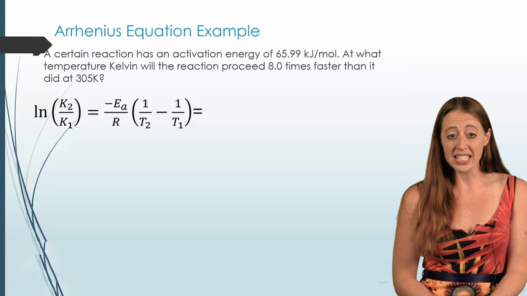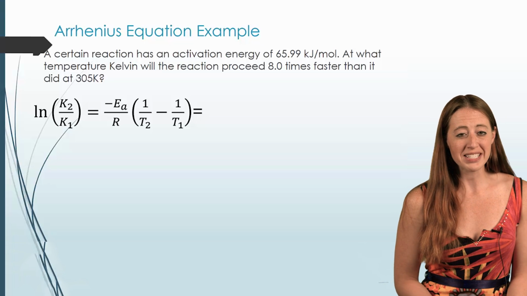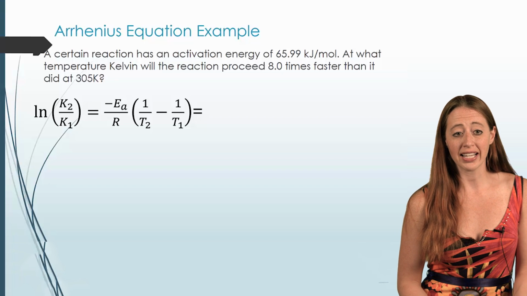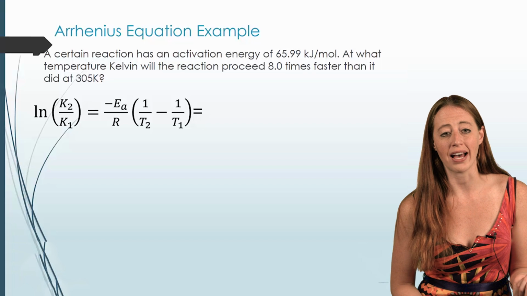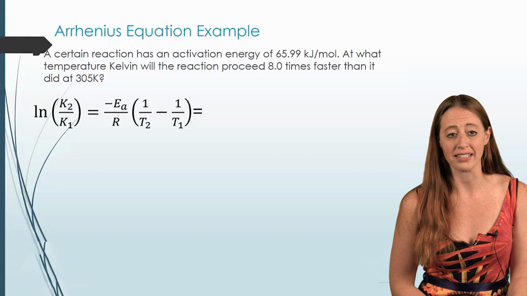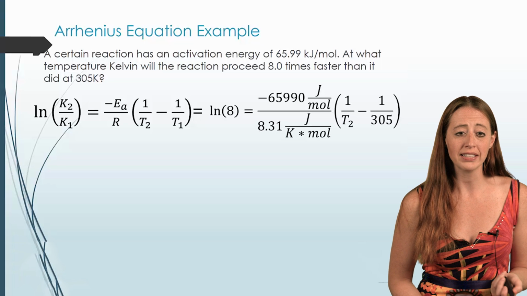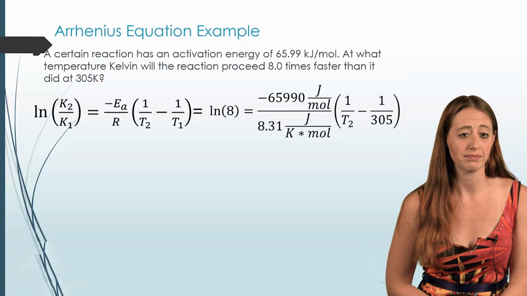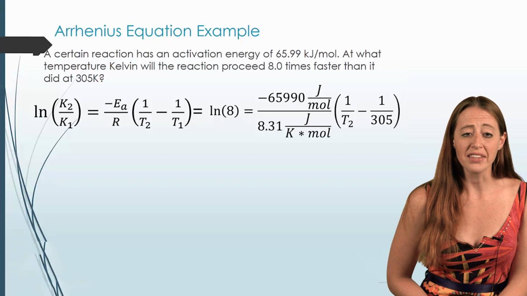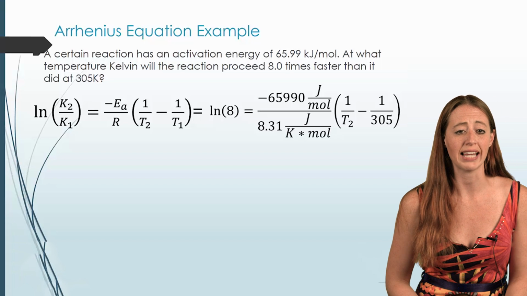So the reaction is 8 times faster, which means that K2 is 8 times as great. So instead of looking at K2 and K1 and saying, well, we don't have that, we have the information to fill in there because K2 is 8 times as big as K1. And so we can fill in the natural log of 8 for that side of the equation. And then for the other side of the equation, we fill in just as we did last time.